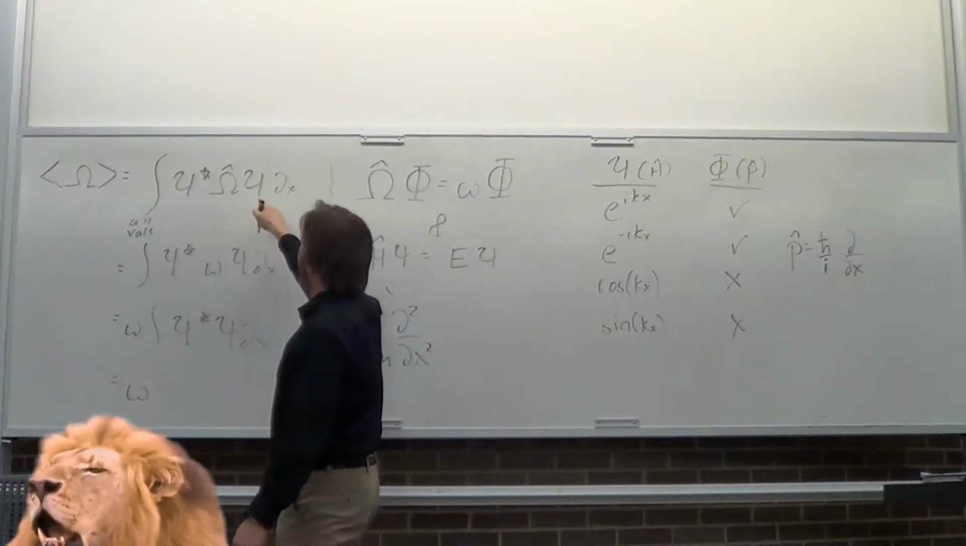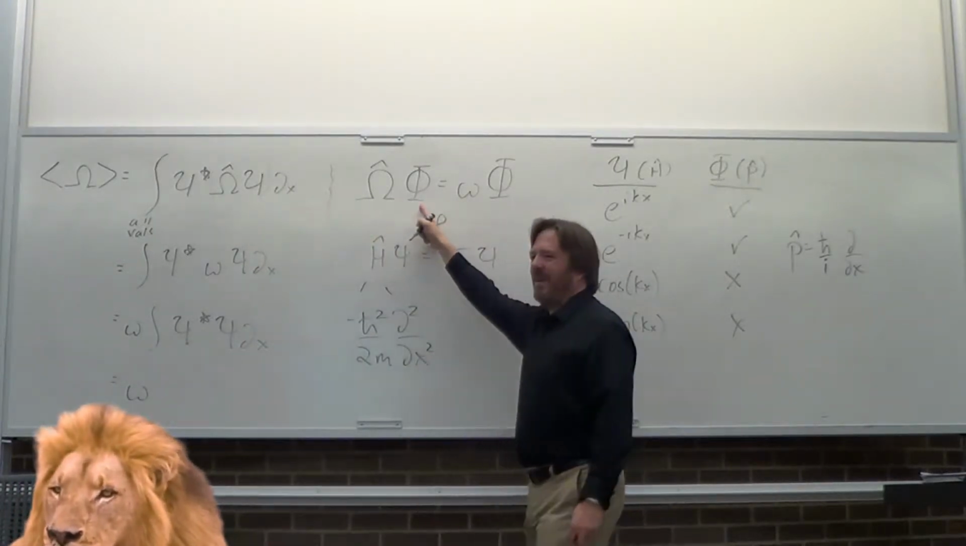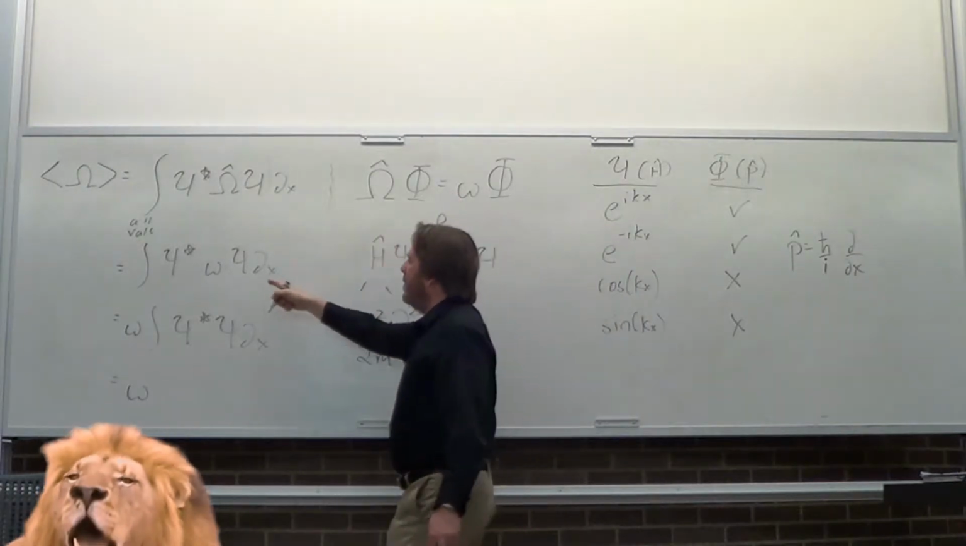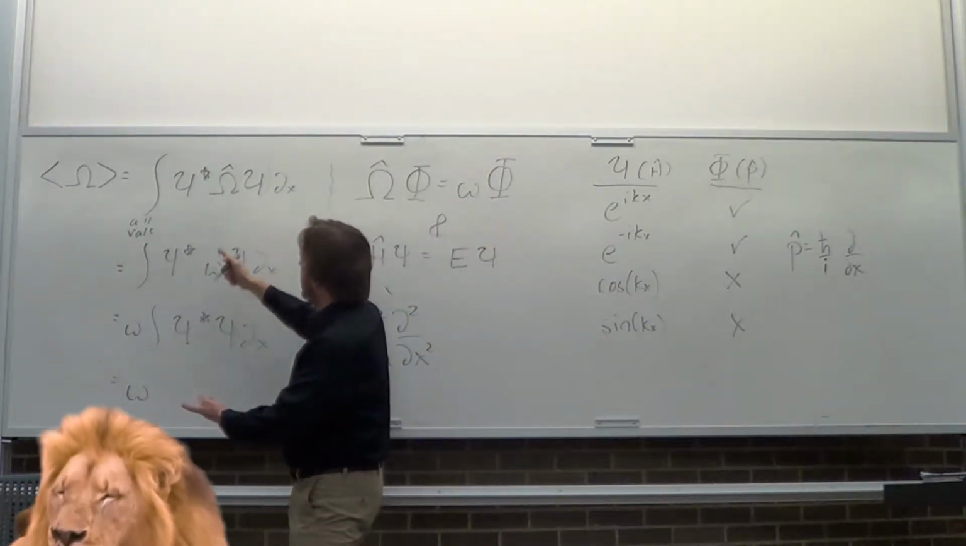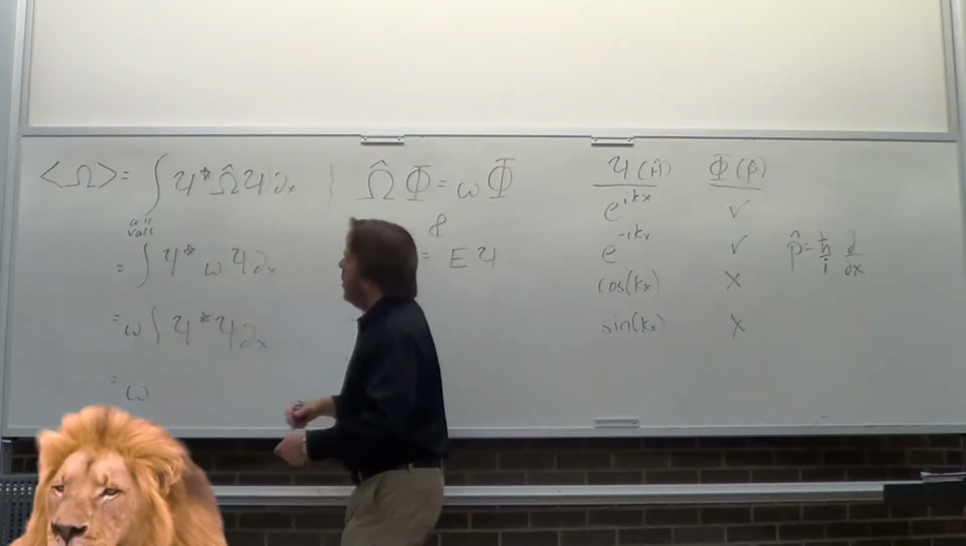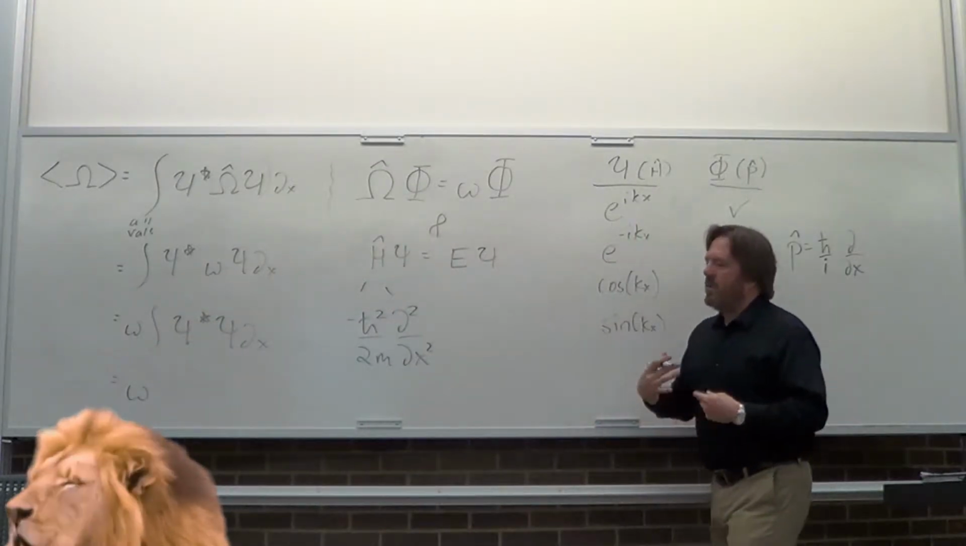Oh, I shouldn't have used psi. I guess I should use this little, what is this, p or something? I don't even know, but whatever. Okay, if you can cleanly get the eigenvalue out, what this does for you is return the eigenvalue.